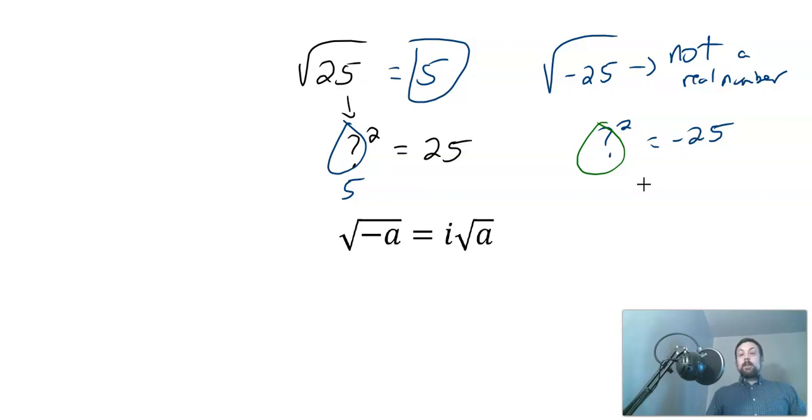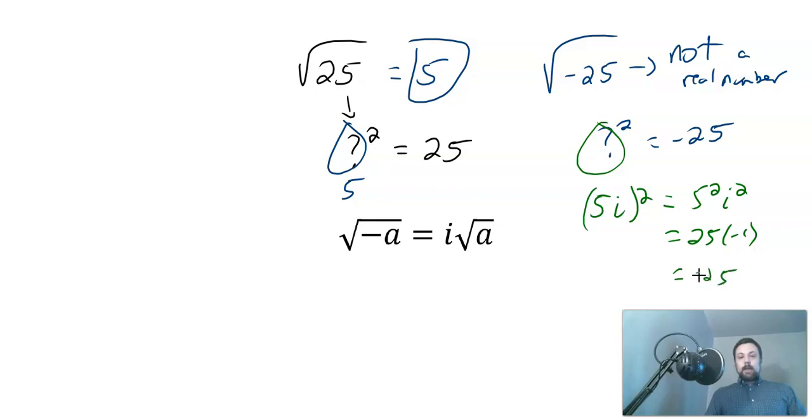What number squared gives me negative 25? It's 5i, right? 5i squared gives you 5 squared times i squared. That's going to give you 25 times negative 1, which is negative 25. So now we have an answer for this. This is equal to 5i.